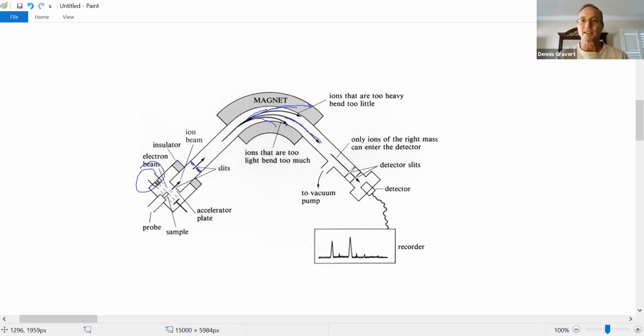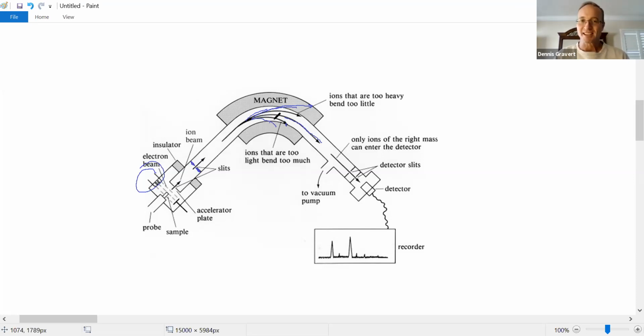And then there's more slits here to make sure that some aren't just off center. And by collecting those with a slit here, you sort out individual molecules that have exactly the mass and velocity and charge, and then you detect them. And what you can do is use an electromagnet to change the strength of the magnetic field. You can change the voltages on these plates, change their velocity as the ions come out and they're being repelled or attracted by these plates.